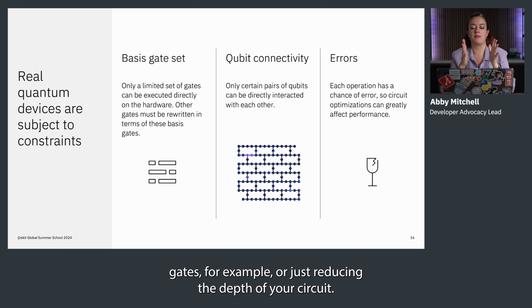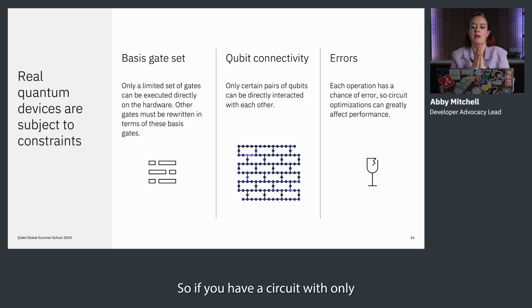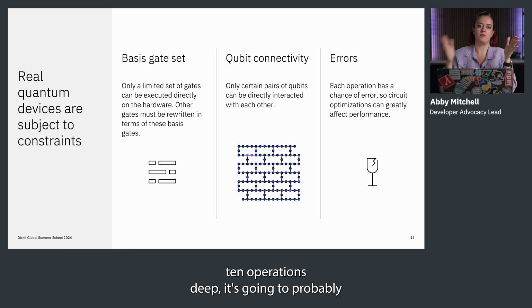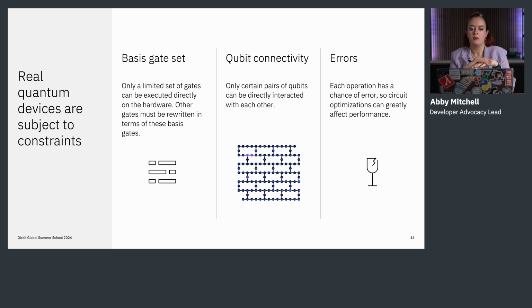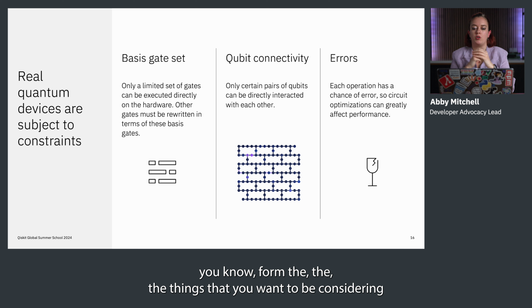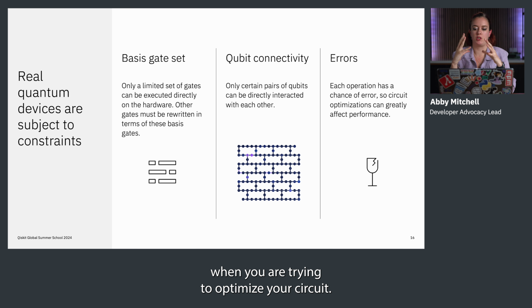Or just reducing the depth of your circuit. So if you have a circuit with only 10 operations deep, it's probably going to give you better results than a circuit that is 20 gates deep. So all of these things mix together to form the things that you want to be considering when you are trying to optimize your circuit.